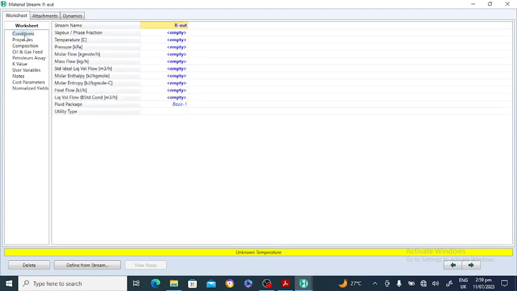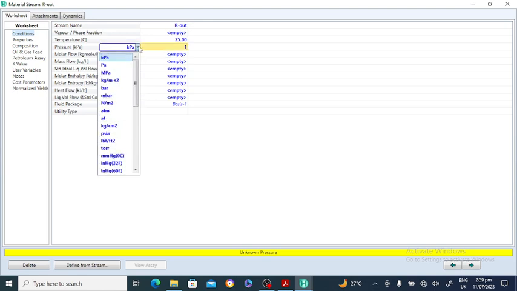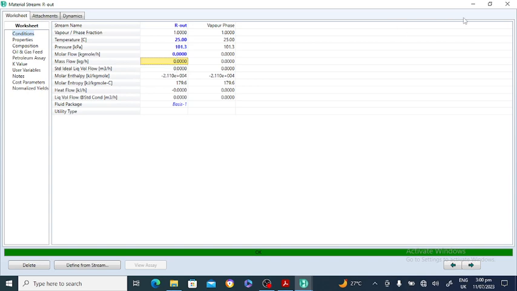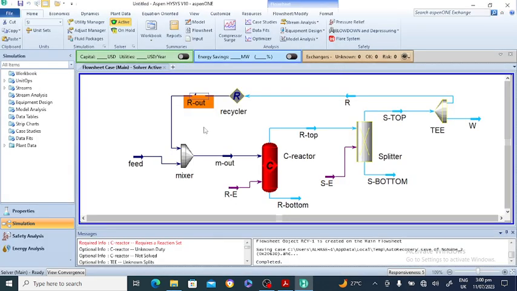And the temperature and other conditions are also the same, so I will put the temperature 25 degrees centigrade and pressure 1 atmospheric pressure, and as I am assuming 0 kilomole per hour at this time. I will change this later, but now just for running the simulation I am putting this one.